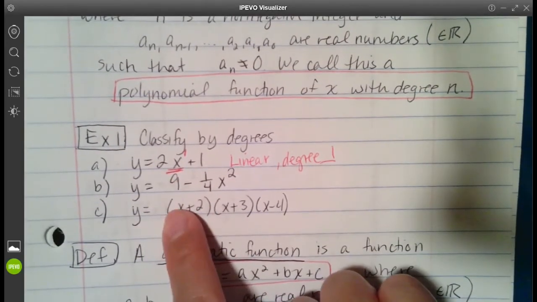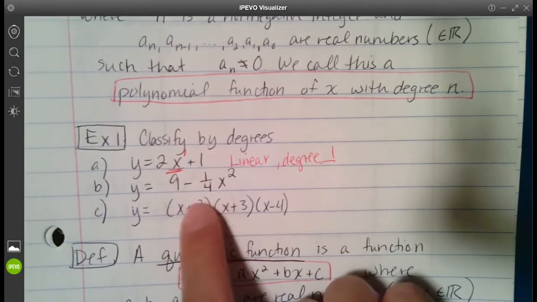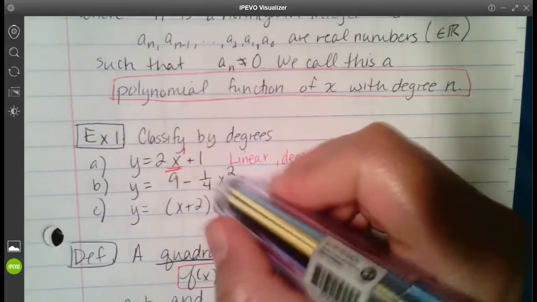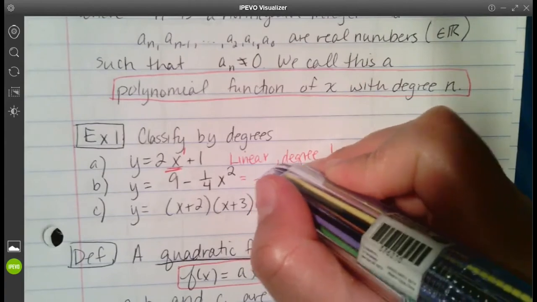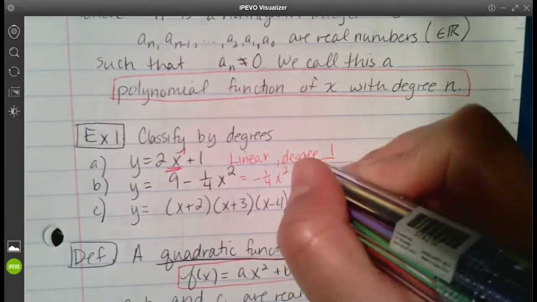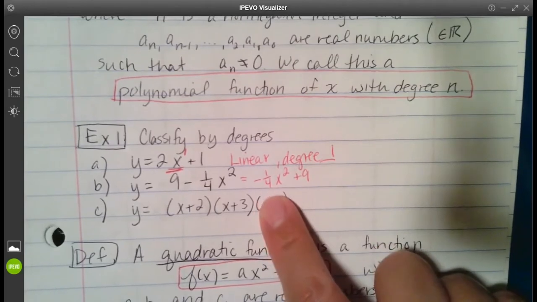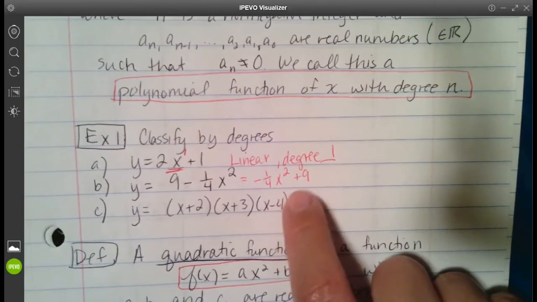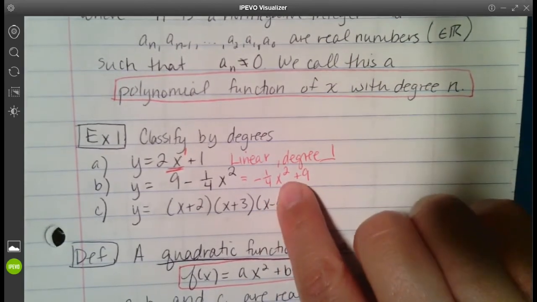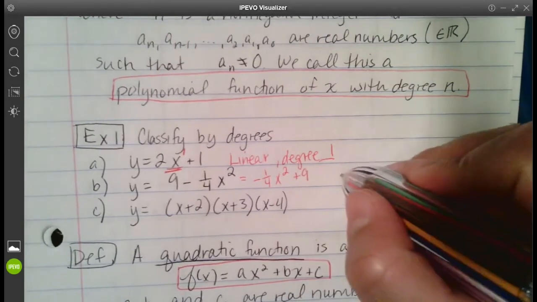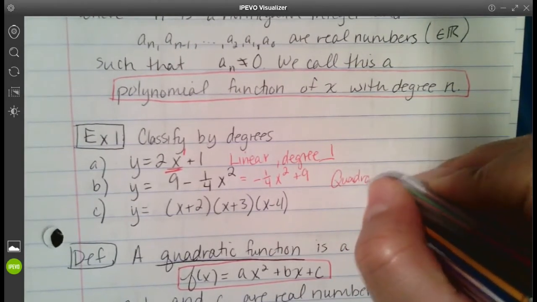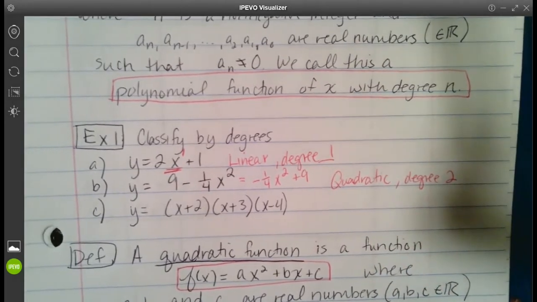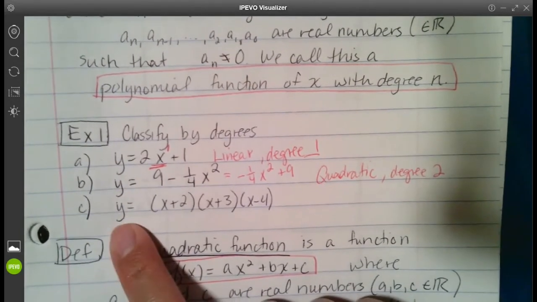Second one, letter B, y equals 9 minus 1/4 x squared. This one's a little bit out of order, but what you want to do is go ahead and reorder it. So we're going to go ahead and switch this around to negative 1/4 x squared plus 9, just so we can have it in descending order, so the biggest degree to the smallest one. And now from here, we can see that the degree is going to be 2. And since it's an x squared, this is a quadratic polynomial. So quadratic, degree 2.